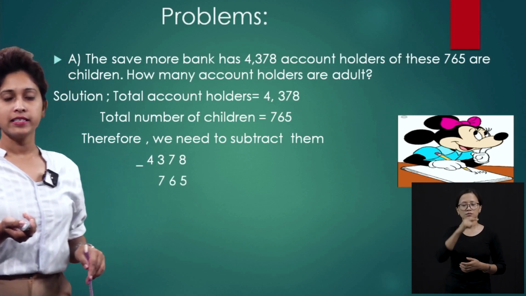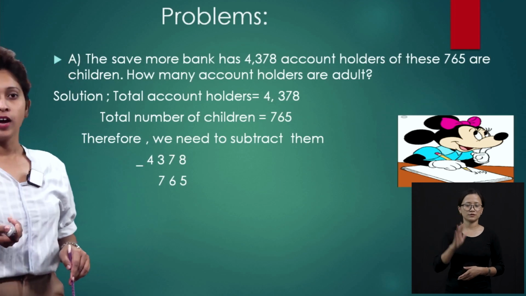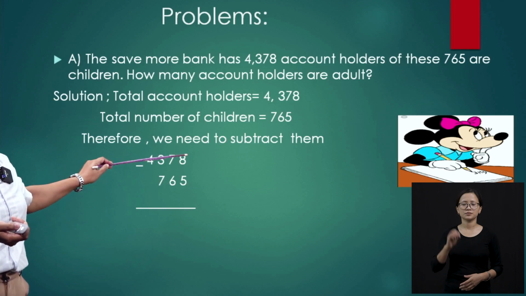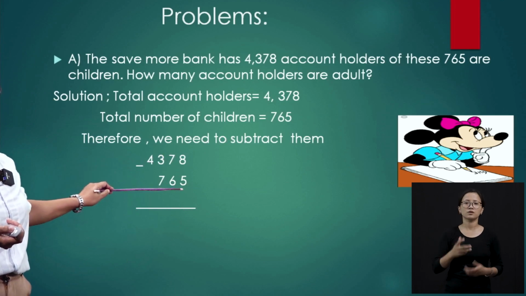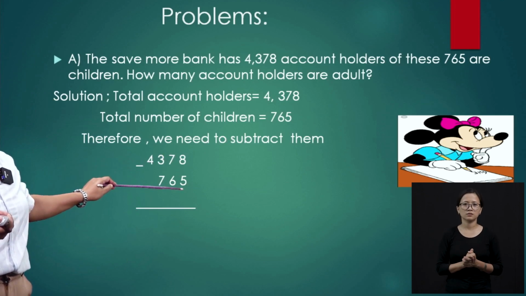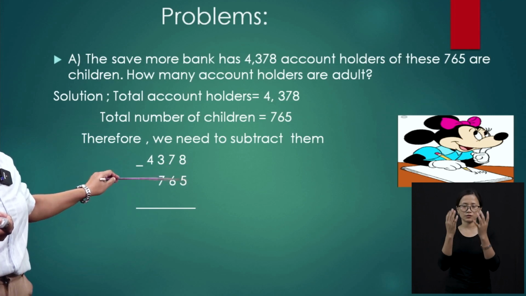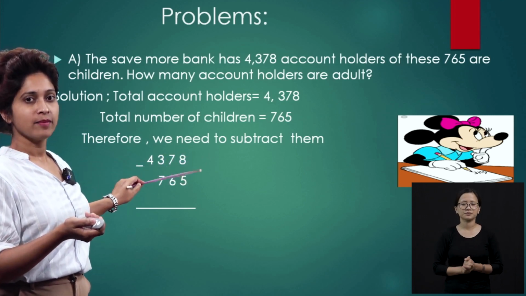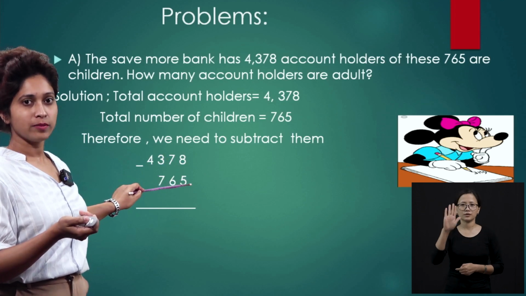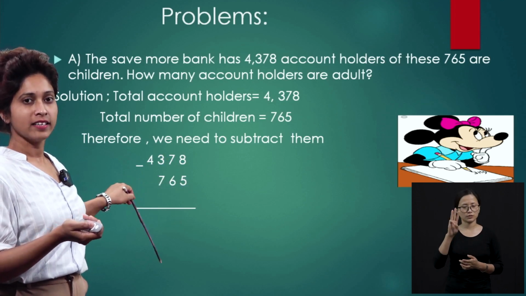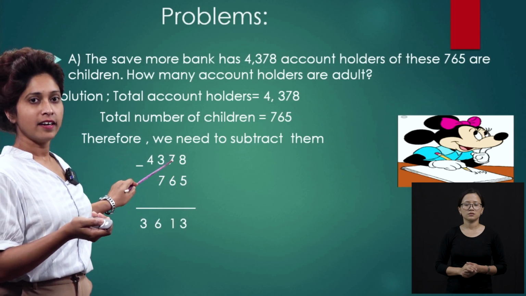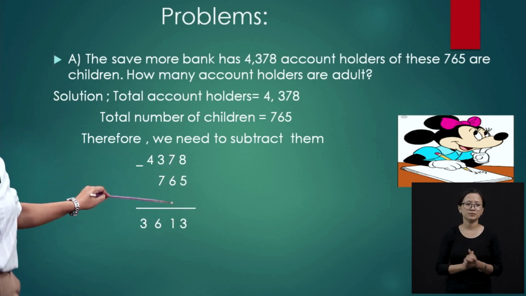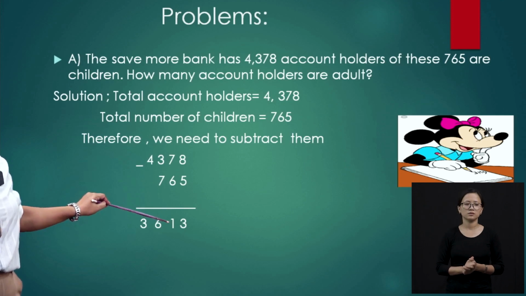4,378 minus 765. How much will you get, children? Let's see. 8 minus 5. How much will it be? Take your fingers and count it. Minus it. Take your pencil. Let's try together. 8 minus 5. How much will it be? 3. Right. Then here 7 minus 6. How much is it? Very easy. 1. We will get 1, right?